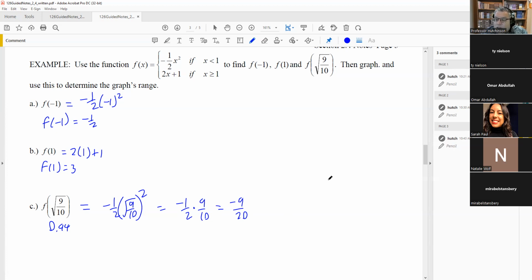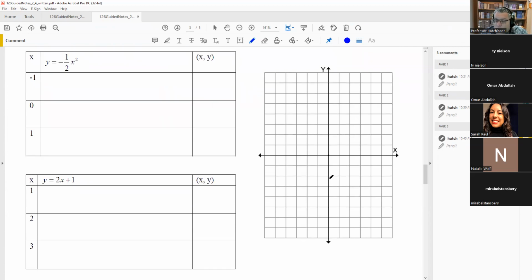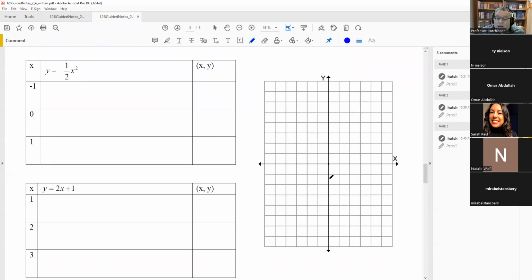All right, so now we're done with that. Let's jump down to the graphs. So I went ahead and these tables I already have created.